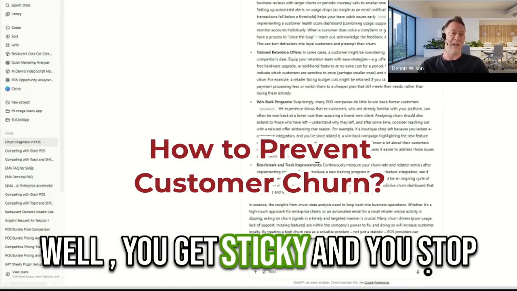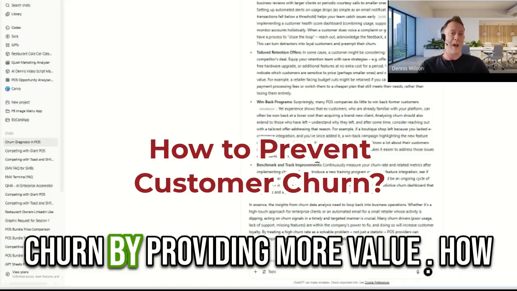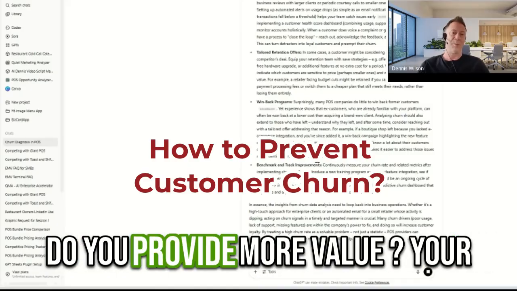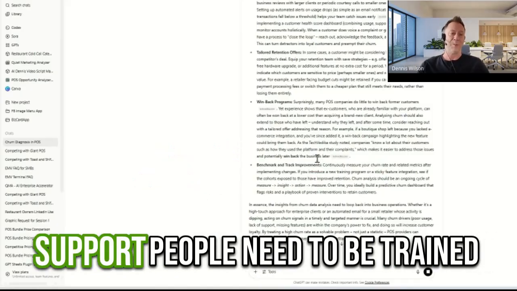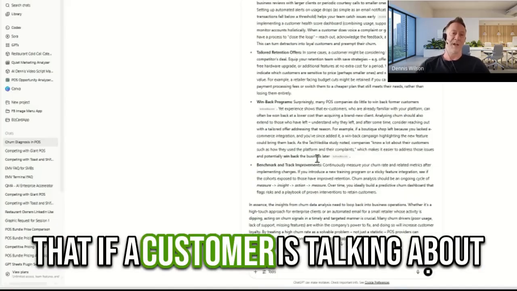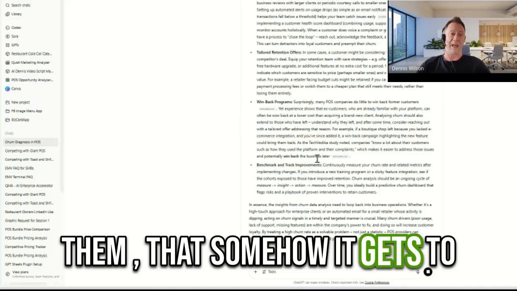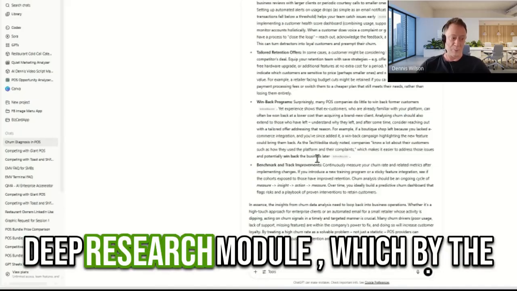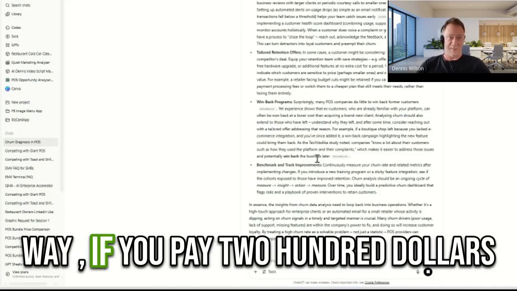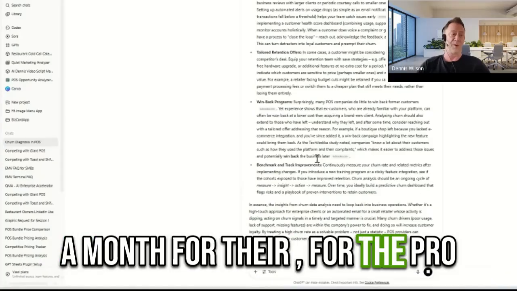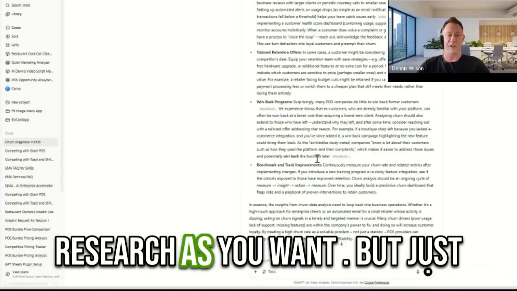When you have a customer, they say, how do you get sticky? Well, you get sticky and you stop churn by providing more value. How do you provide more value? Your support people need to be trained that if a customer is talking about something that's really bothering them, that somehow it gets to whoever is in charge of running the deep research module, which, by the way, if you pay $200 a month for the pro version, you get as much deep research as you want.